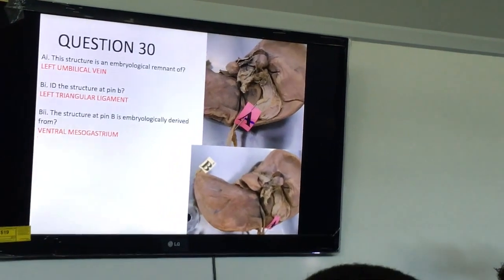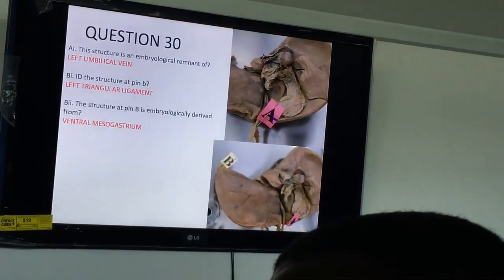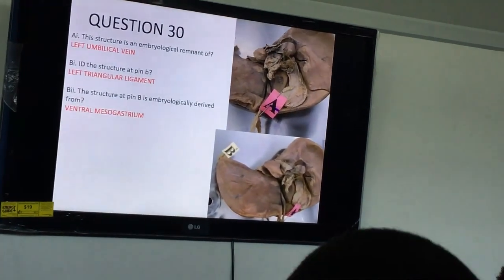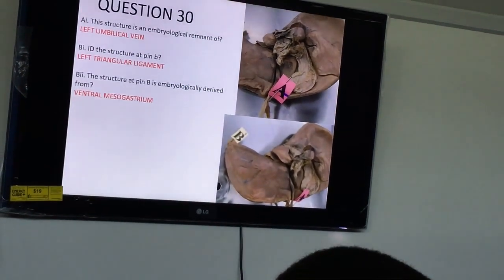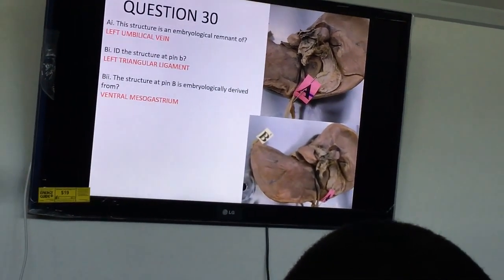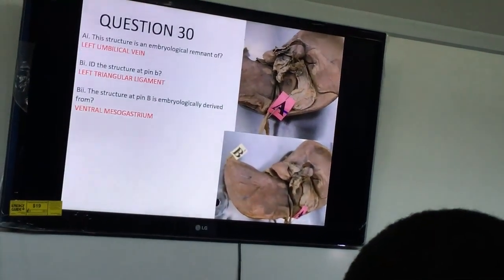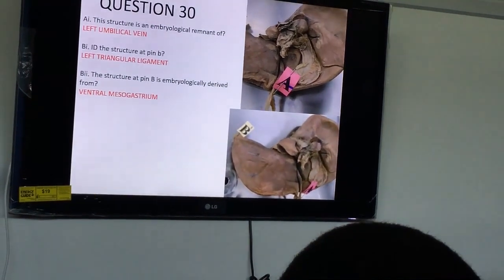Identify the structure pin B is in. What are we supposed to do, label? A, B. Left triangular ligament. Where is this from embryologically? Yes, good. Alright, thank you. Very good, April. Alright, good. God bless you.